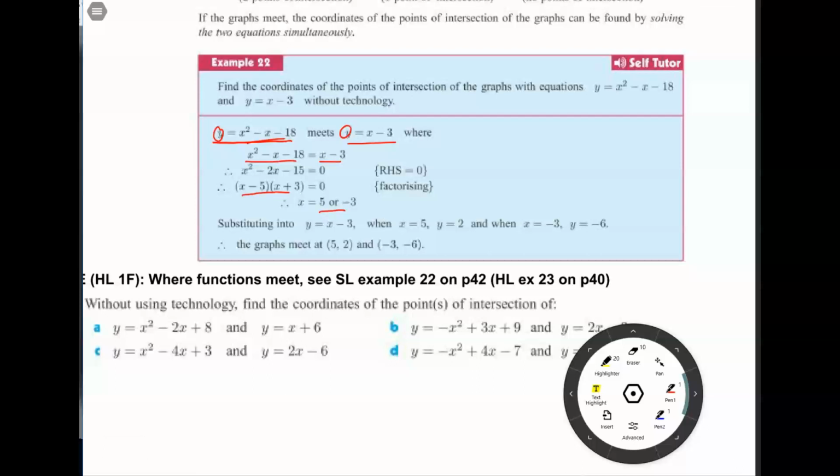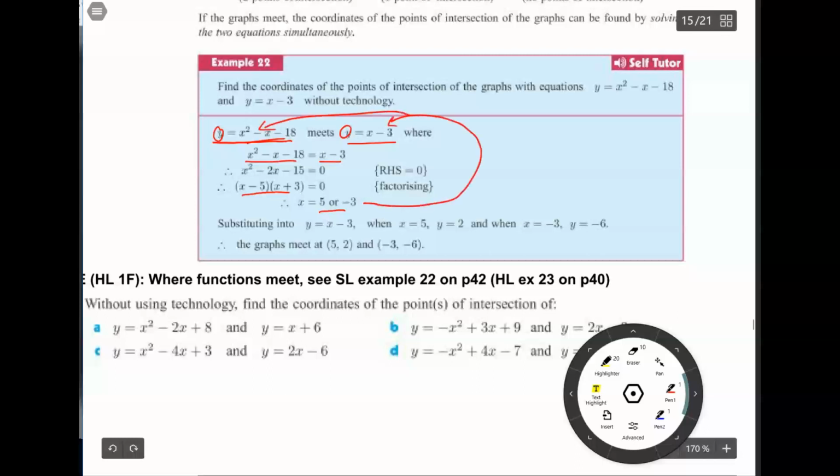So, if we put 5 or negative 3 into the original equation, either this one or this one, then we can find that the y values are going to be 5, 2 and negative 3, negative 6, so the y values would be negative 6 and 2, right?